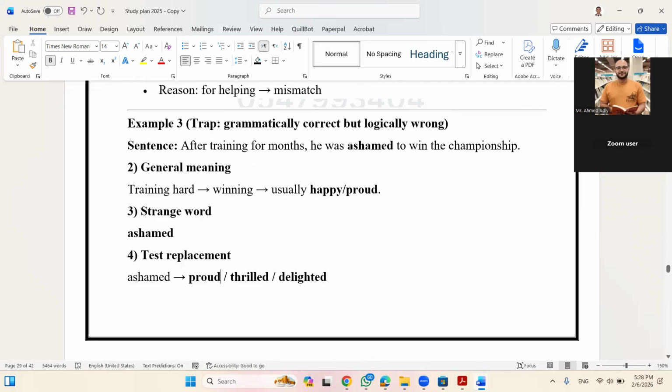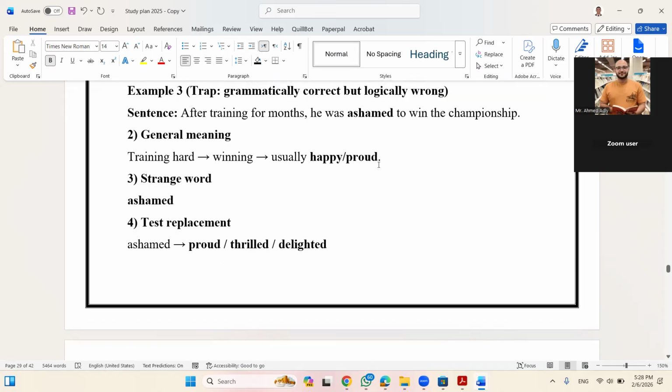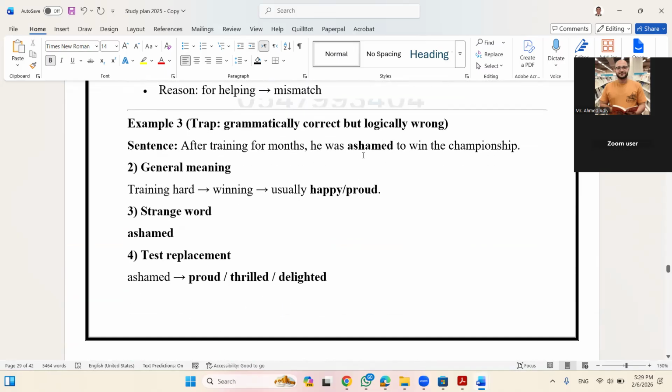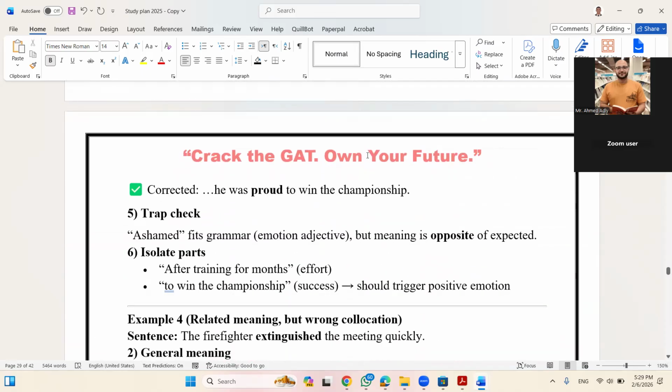Explain the sentence. Skip it. It should be skipped because here it's about training for months, winning a championship. So I need to ask myself which word breaks the meaning? Which word is illogical here? It does not make sense: ashamed. If you would like to replace it with one word, I can say proud, thrilled, excited, delighted. It's okay. So I think here it's an adjective. Maybe it's going to be complicated because I need an adjective here.